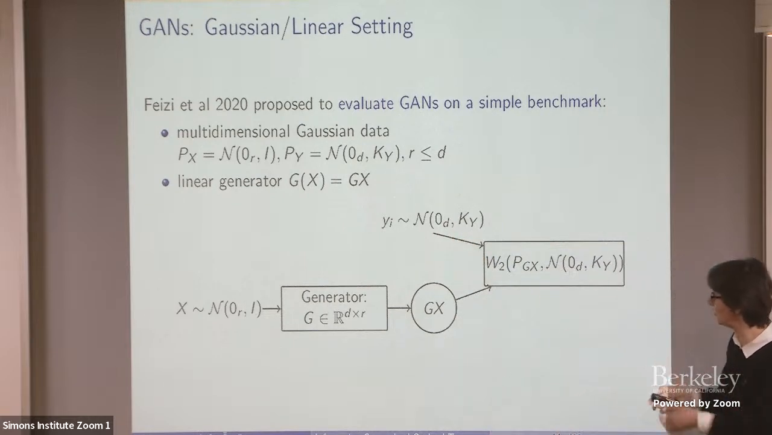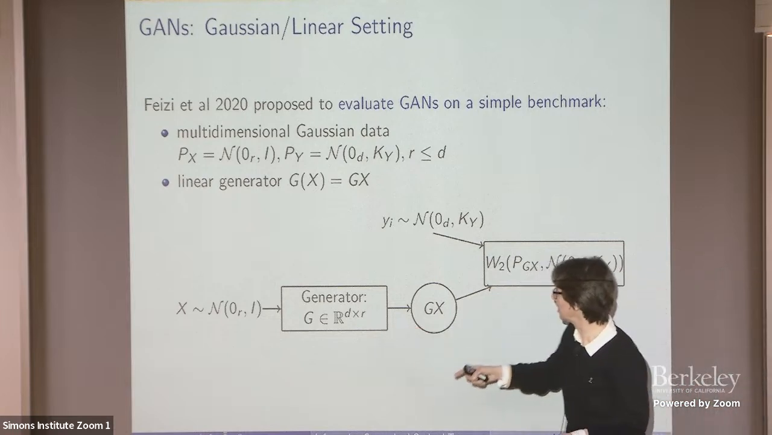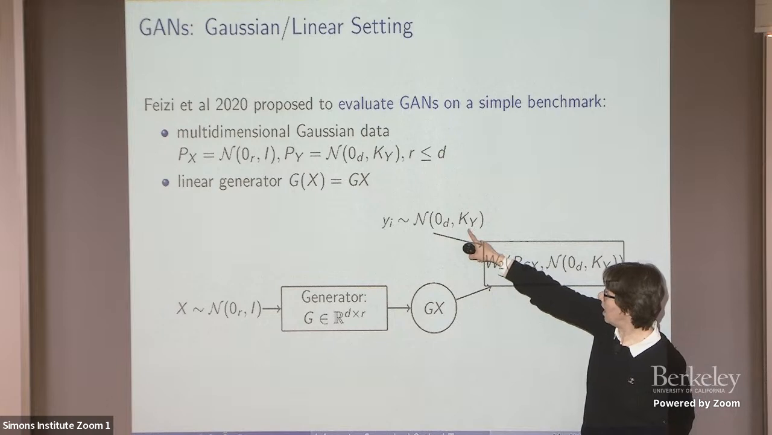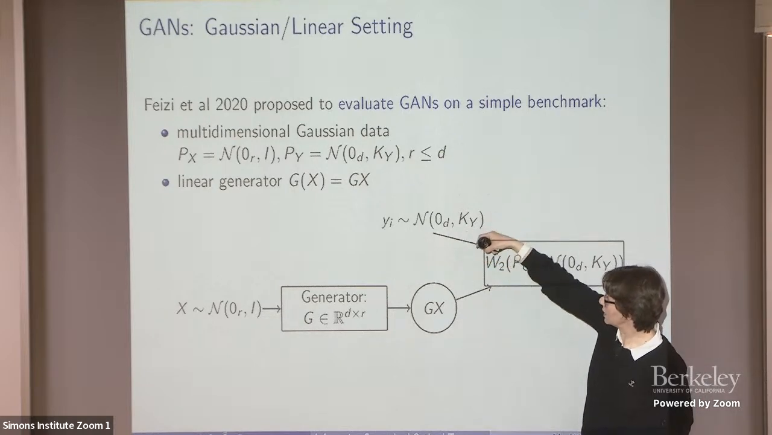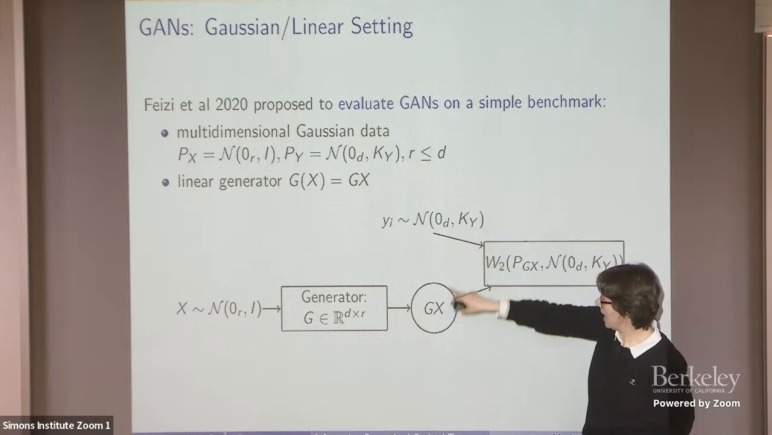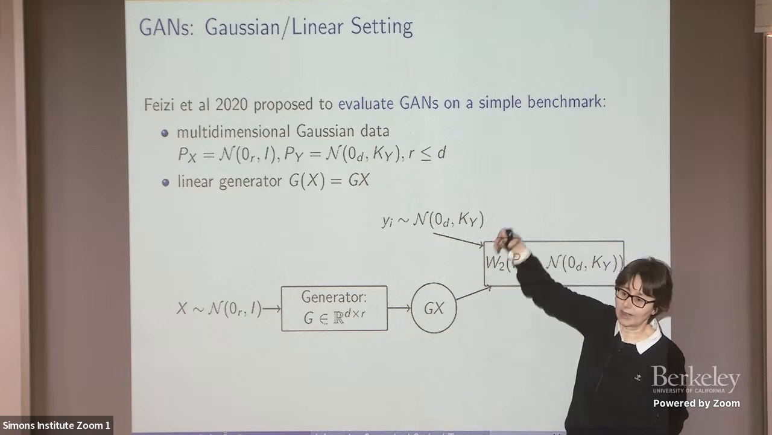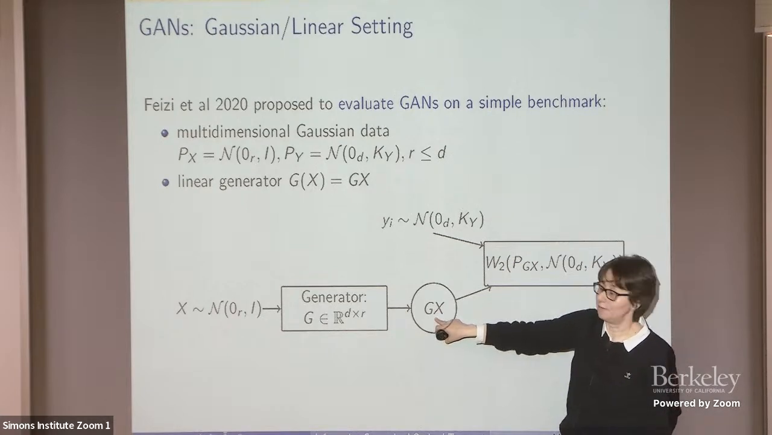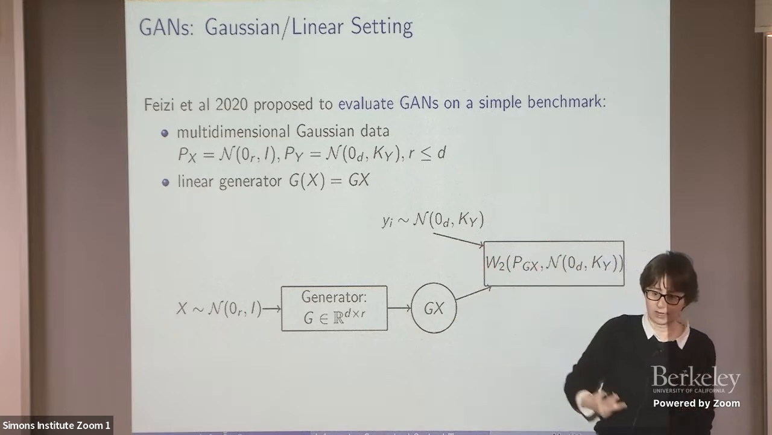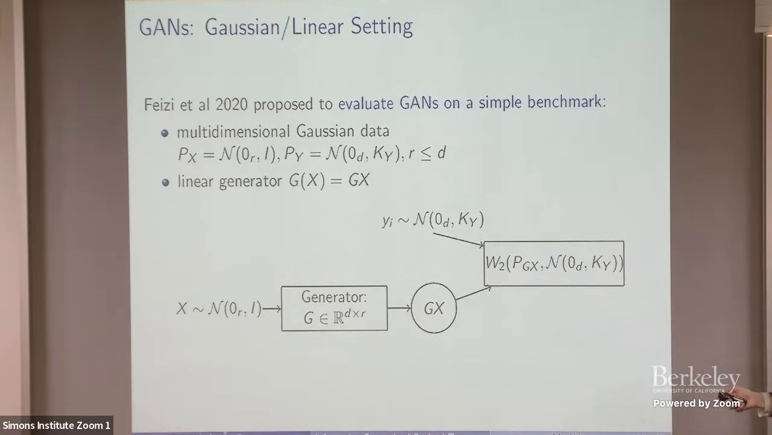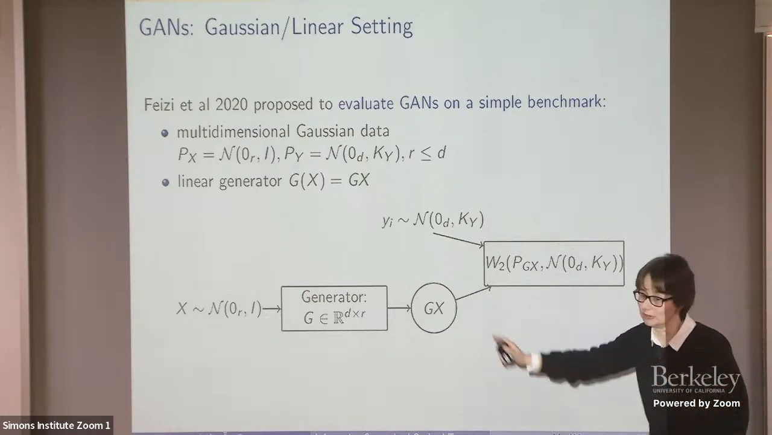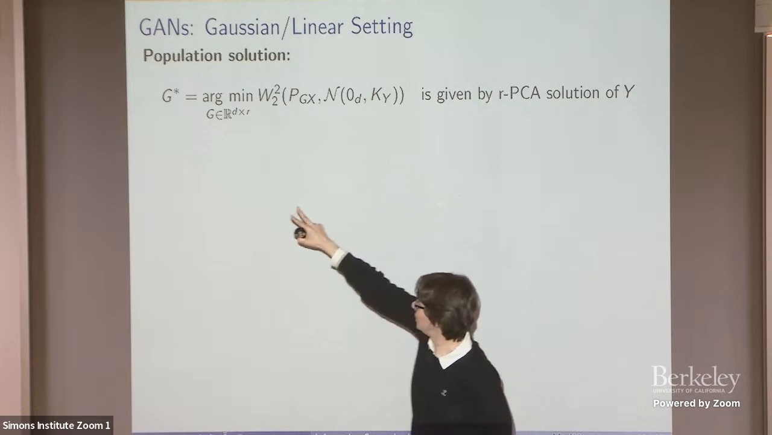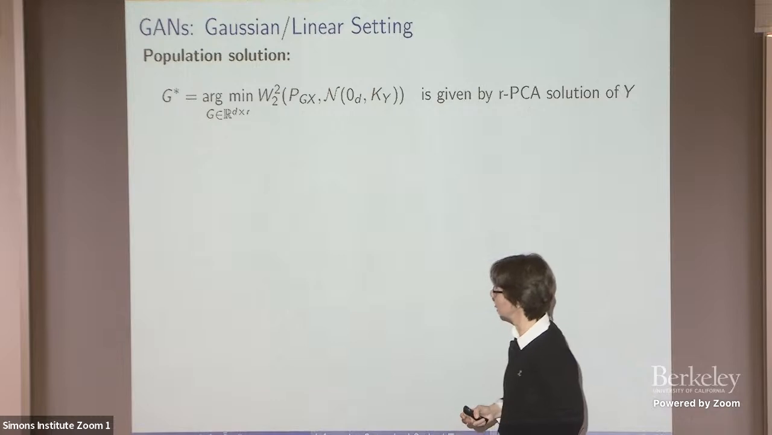It's not too difficult to show that the optimal G here will come from the rank-R PCA solution of Y. Meaning that you look at the top R eigenvalues of KY and the corresponding eigenvectors. The covariance matrix of the distribution you create here will match this covariance matrix in the top R eigenvalues and eigenvectors. So in this simple setting, we know what the optimal G is. If we know that the target distribution is Gaussian with this covariance matrix, the optimal G star comes from this rank-R PCA solution.